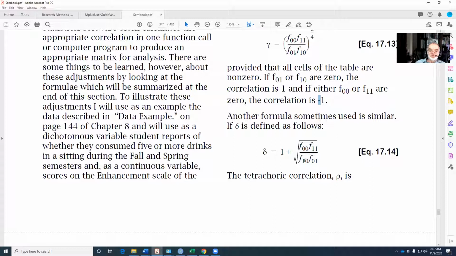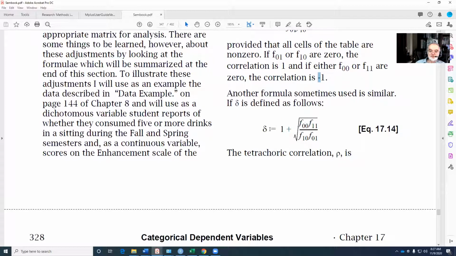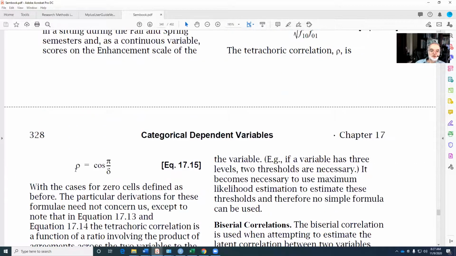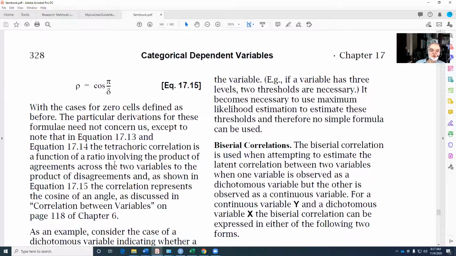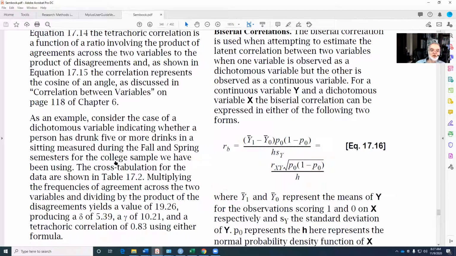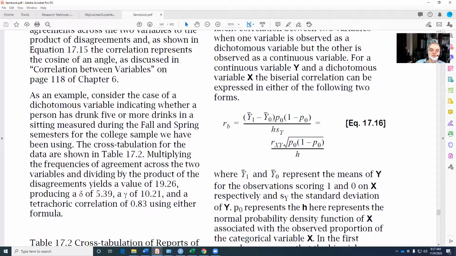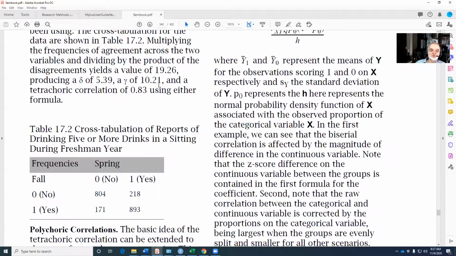There's another formula that I just put in because, when the Earth's outer crust was cooling and I was a graduate student, that gave you a delta. And you can calculate that correlation using this alternate formula as well, but you have the same thing. So I walk you through an example here of the cross tabulation and show that yes, indeed, with these counts, this gives you that correlation coefficient of 0.83.